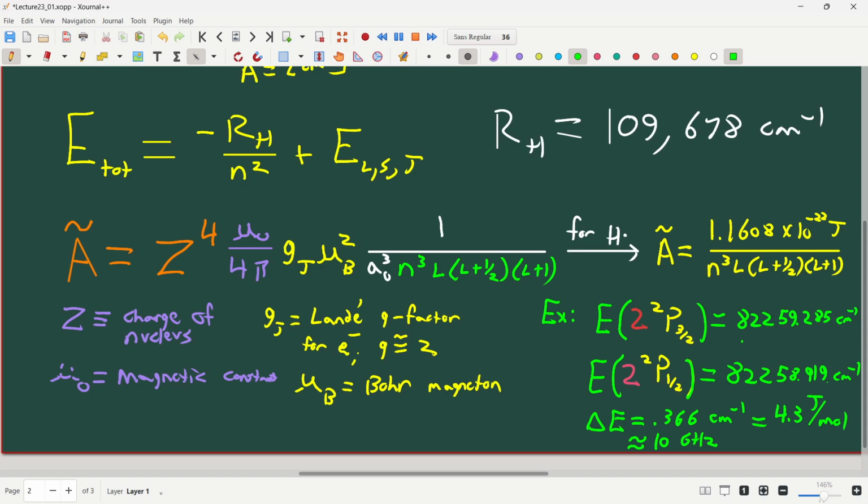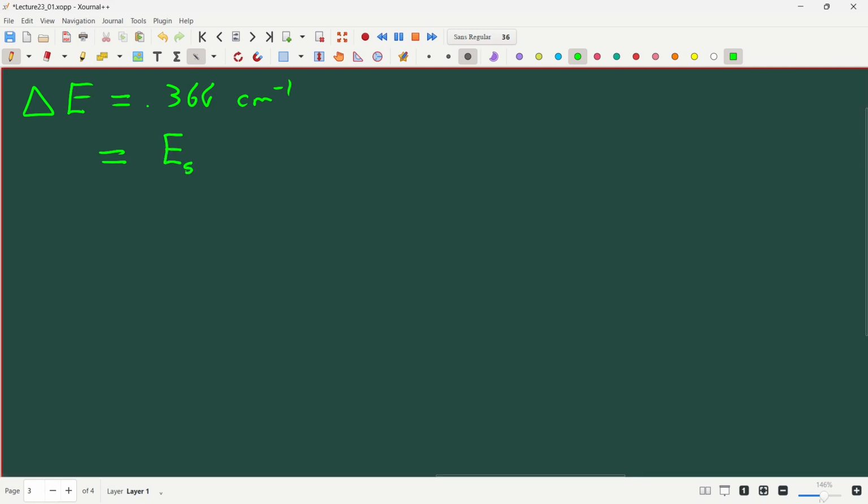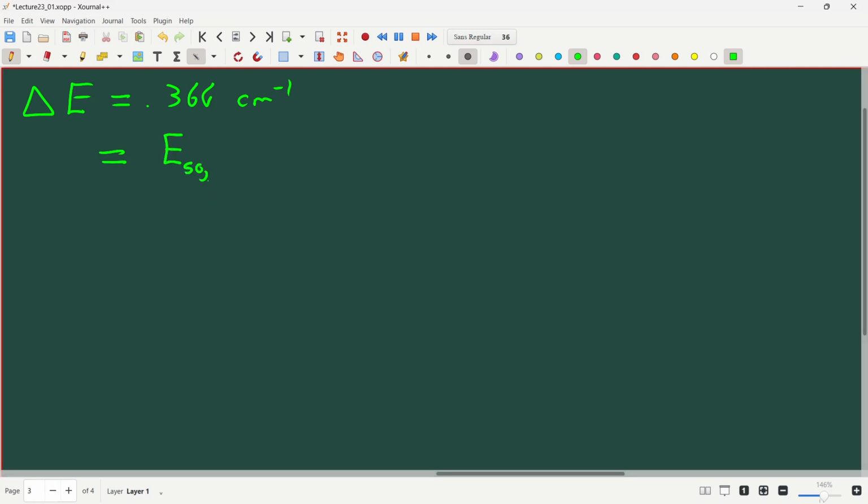And let me see, I need page 51 here. Excellent. Okay, so let me go to the next page. So we have delta E between those two states is 0.366 wave numbers. All right, and this is going to be equal to the spin orbit energy, so I'll call that SO, of the 3/2 state minus the spin orbit energy of the 1/2 state.